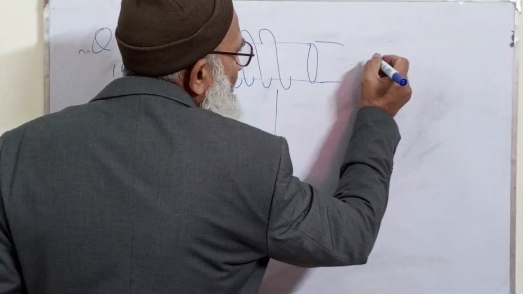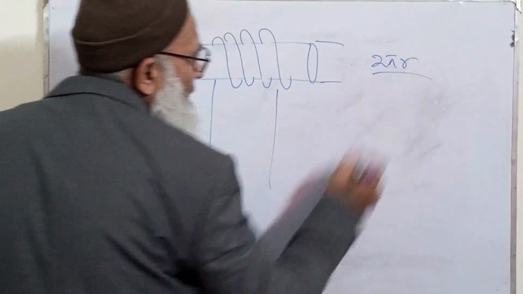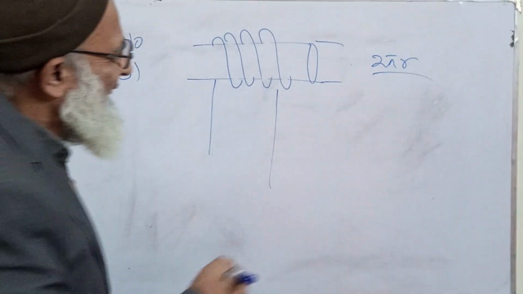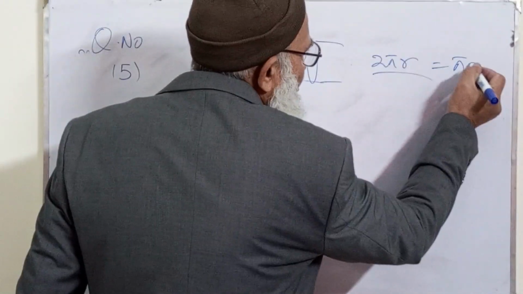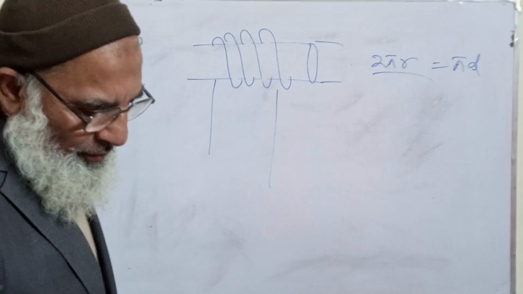So circumference is 2 pi r. Okay, just take it as 2 pi r or pi d. Both are equal. Pi d or 2 pi r.